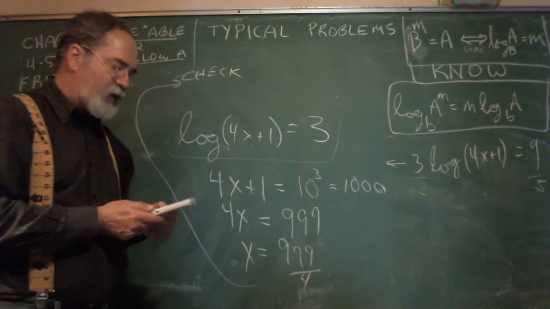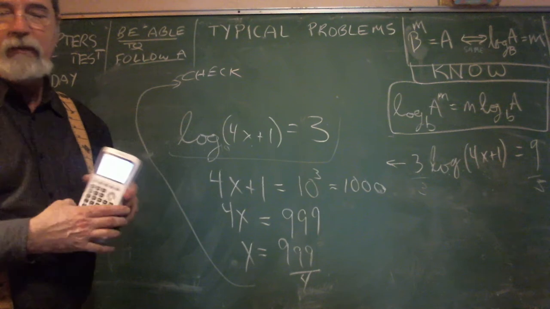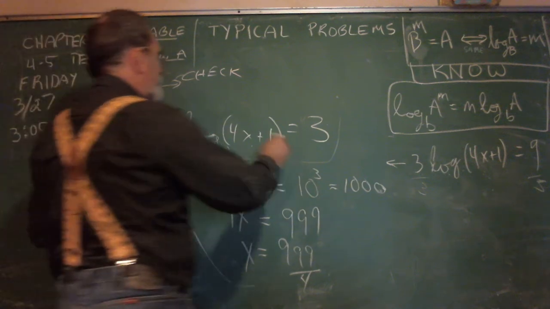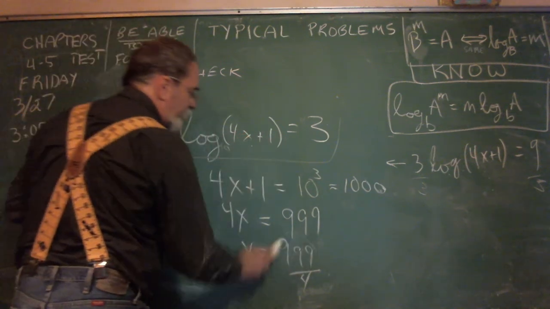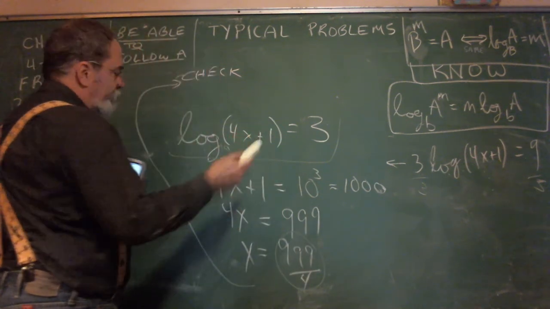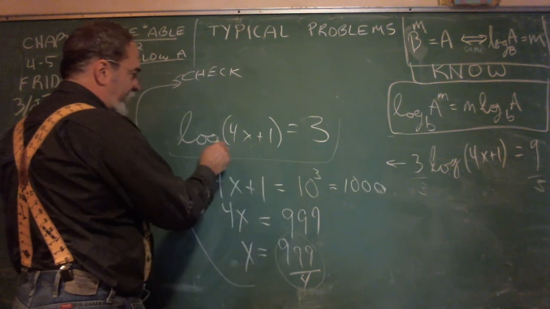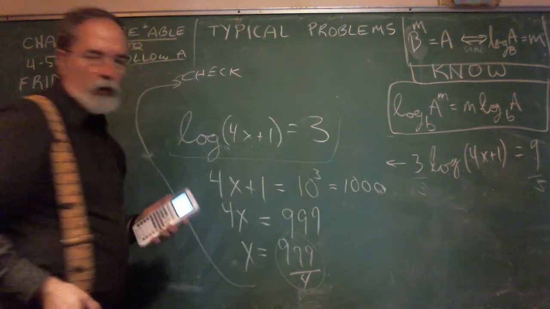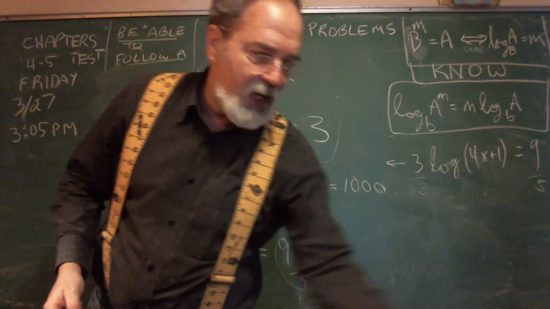Well, I typed it in, and of course it comes out to be 3. So this thing does check. When you put this answer right in that spot, the 4's cancel. I add 1, I get 1,000. Log of 1,000 is 3. It works. So you've got to be able to do that kind of stuff.